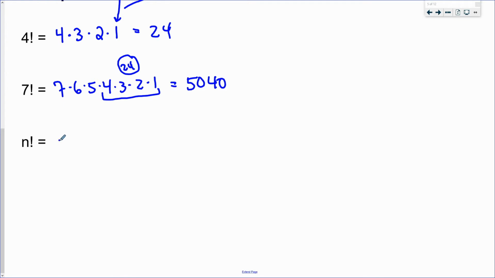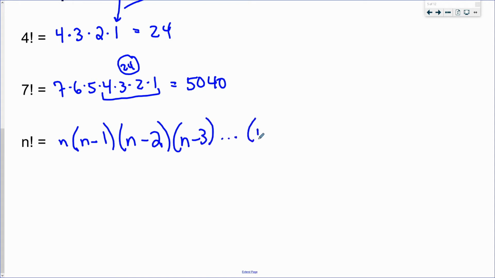So I'm going to start with n. And now, because you're doing it with a variable, you're going to go n minus 1. And then for the third digit, it's going to be n minus 2, and then n minus 3. And because you don't know when you're going to get to 1, you just go ... 1. So this is setting us up for when we do it with variables.